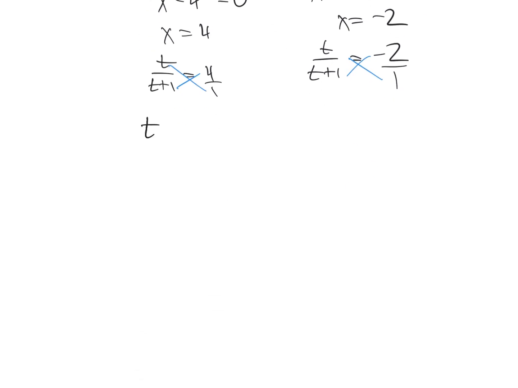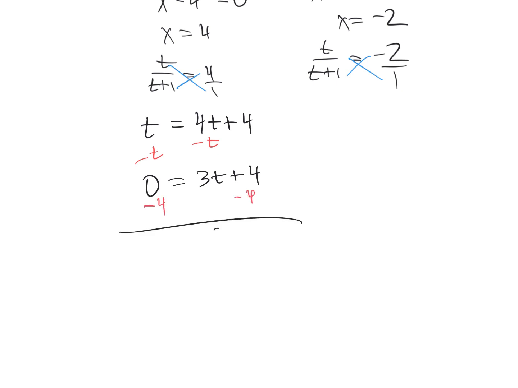So I get a t times 1 and a 4t plus 4. All right, I'm going to subtract t, and I get 0 equals 3t plus 4. Subtract 4, and I get 3t equals negative 4. Divide off the 3, and negative 4/3 is one of the t answers.